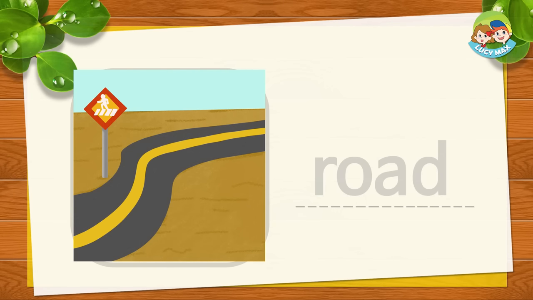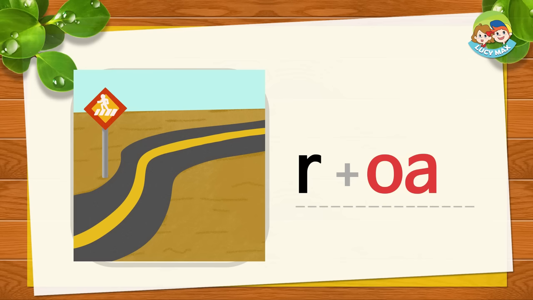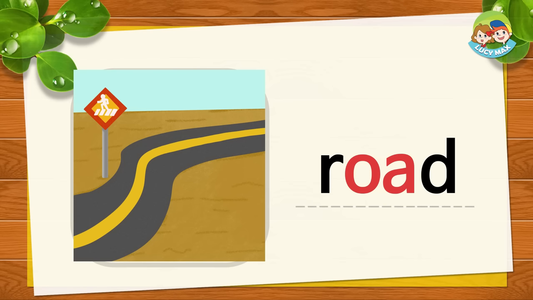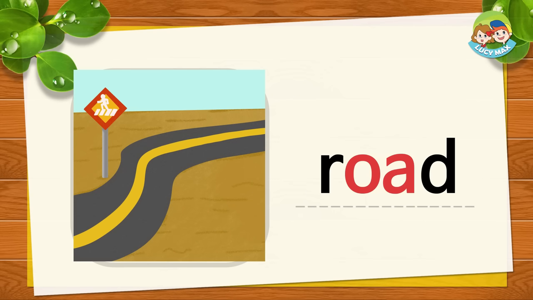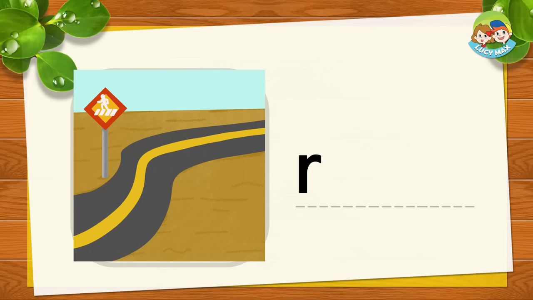This is a road. R, O, and D together is road. R, O, D, road. Now you try.